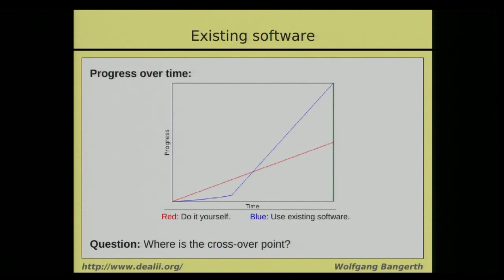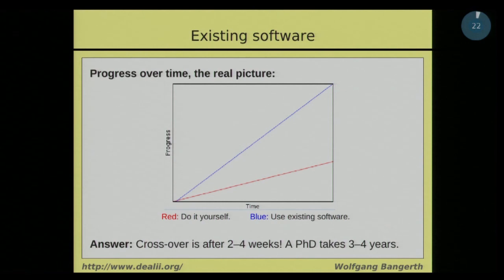And I've been in this field long enough, and I've taught this class a number of times, so I can tell you that that crossover point is at approximately 2 to 4 weeks. If you sit down as a student and all you do is try to learn that software, as opposed to sit down and all you do is write your own software, then it takes you 2 to 4 weeks before you get faster by using something else than if you had to write it yourself.